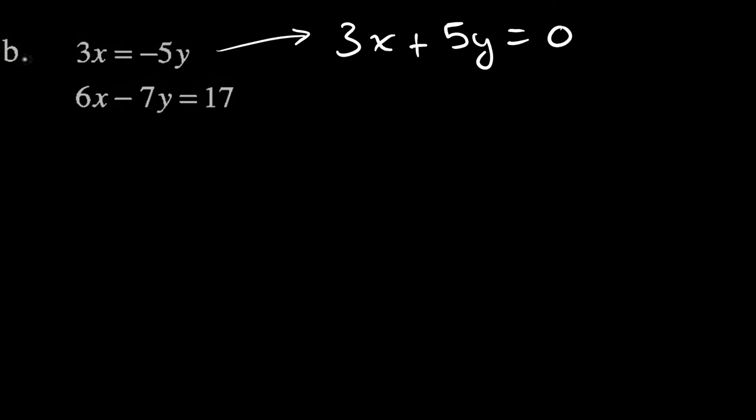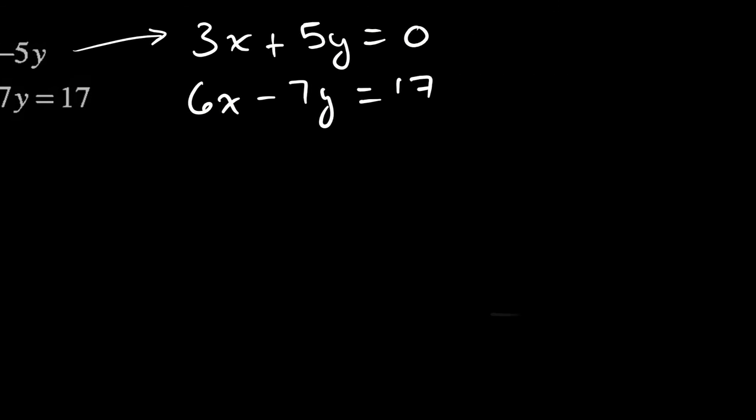So you can see I had two sides of the top equation, and on each side I added 5y. That gives me 3x + 5y, and on the other side it's -5y, and 5y gives me just the 0. And then the bottom equation is still 6x - 7y, and that is 17. So now I'm much closer to setting this up using elimination.